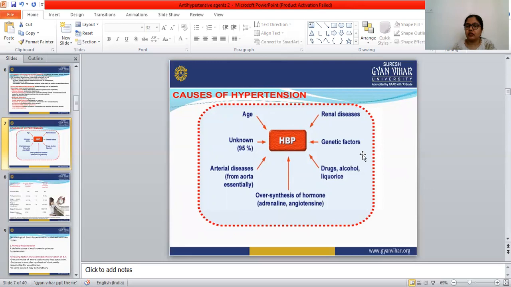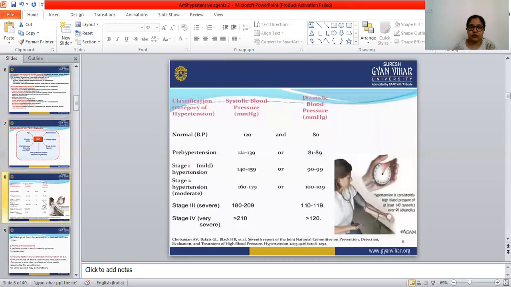Genetic factor is another cause of hypertension. And if the patient has any renal disease, that again causes hypertension, and in that patient also the chances of hypertension are increased. Classification means the category of hypertension: normal, pre-hypertension, stage 1 hypertension, stage 2 hypertension.